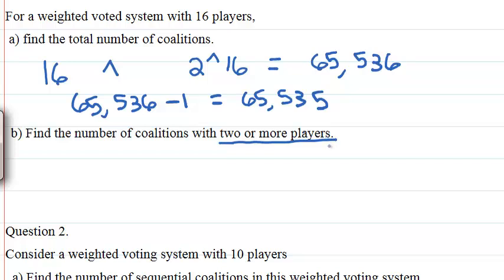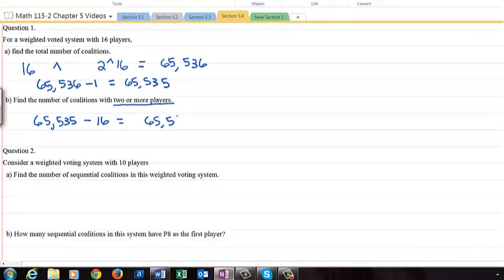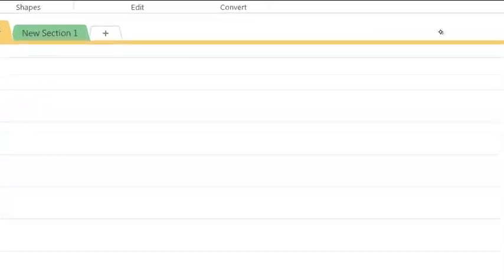This means exclude the single-player coalitions. There are 16 players, which means 16 single-player coalitions. The number of single-player coalitions always equals the number of players, which in this case is 16. We have 65,535 coalitions minus the 16 single-player coalitions leaves us with 65,519 coalitions with 2 or more players.